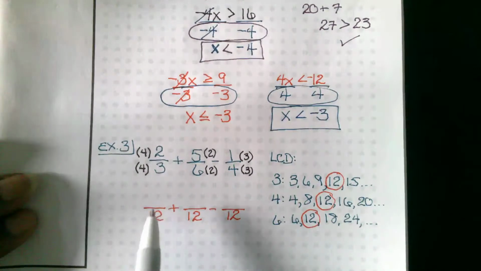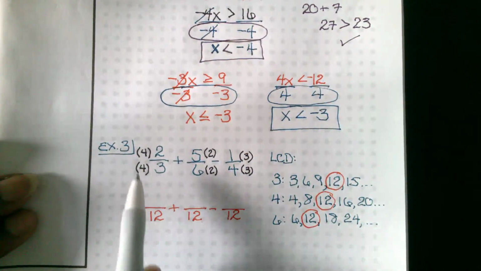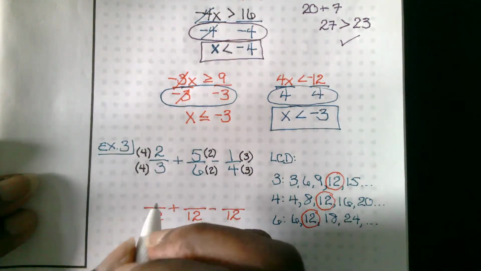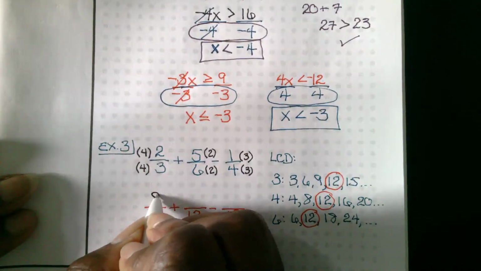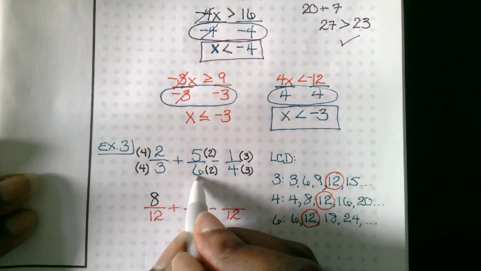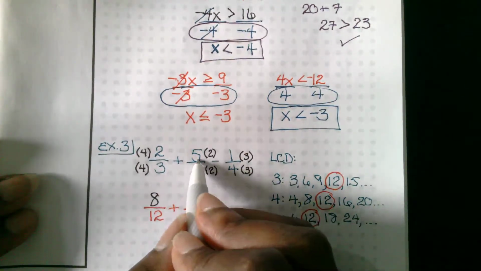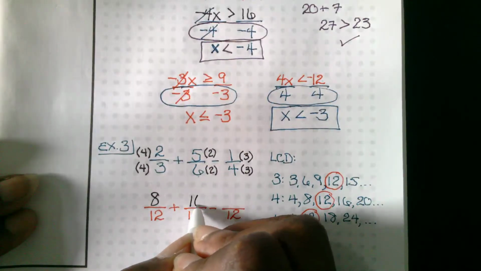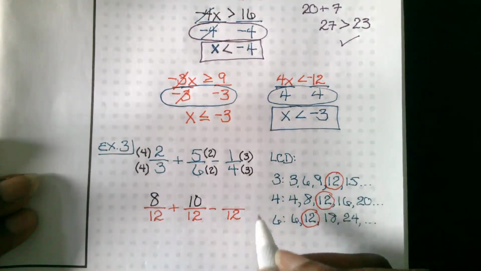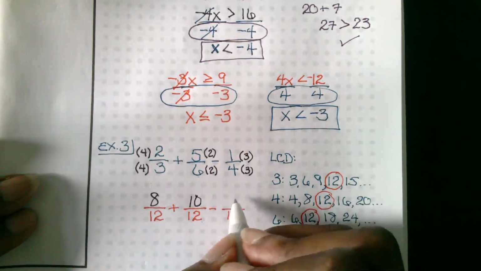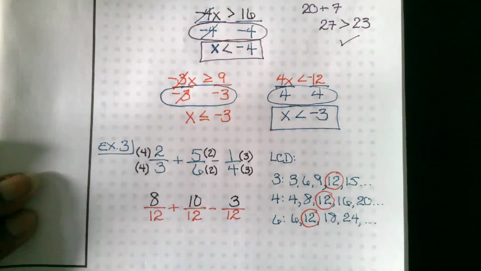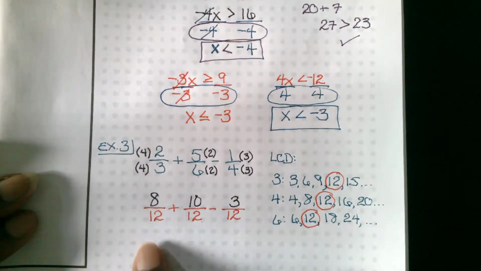Okay? So now, 4 and 3, we already got our 12. So now 4 times 2, that gives us our 8. Then 6 and 2, we already know it's 12. 5 and 2, that gives us our 10. And 4 and 3, we know it's 12. And 1 and 3, that gives us our 3. So now we have a common denominator.